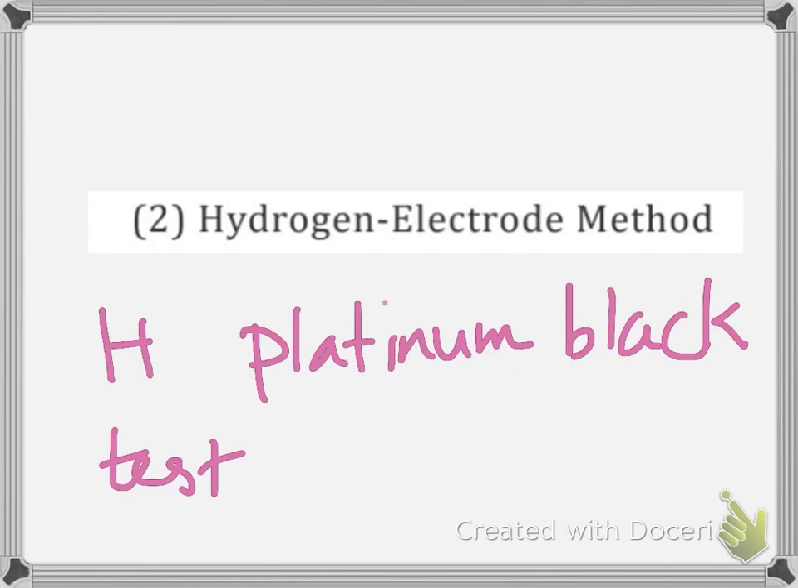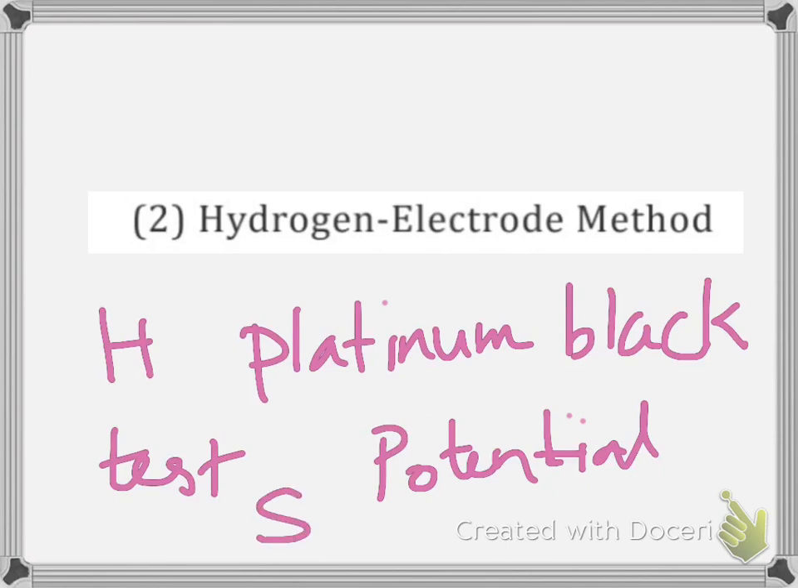Then the electrode potential is measured between the platinum black electrode and the silver chloride electrode. And this potential is inversely proportional to the pH of the solution.